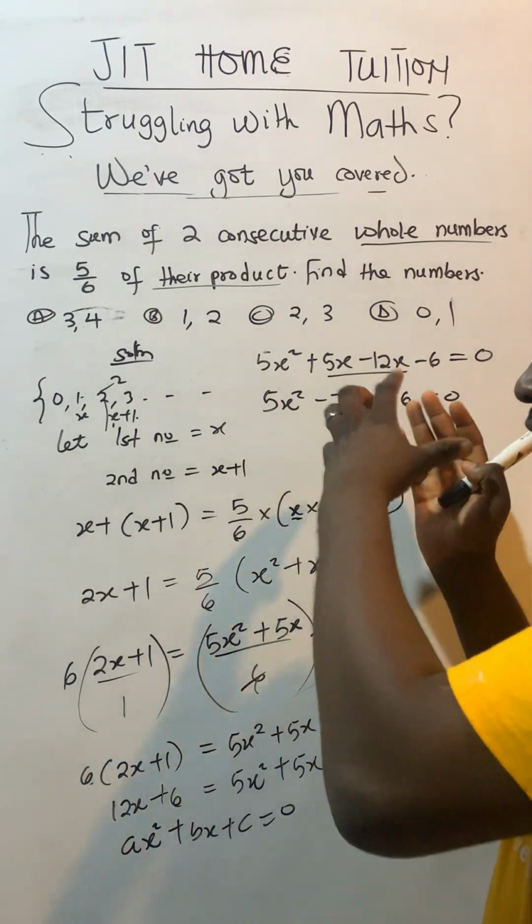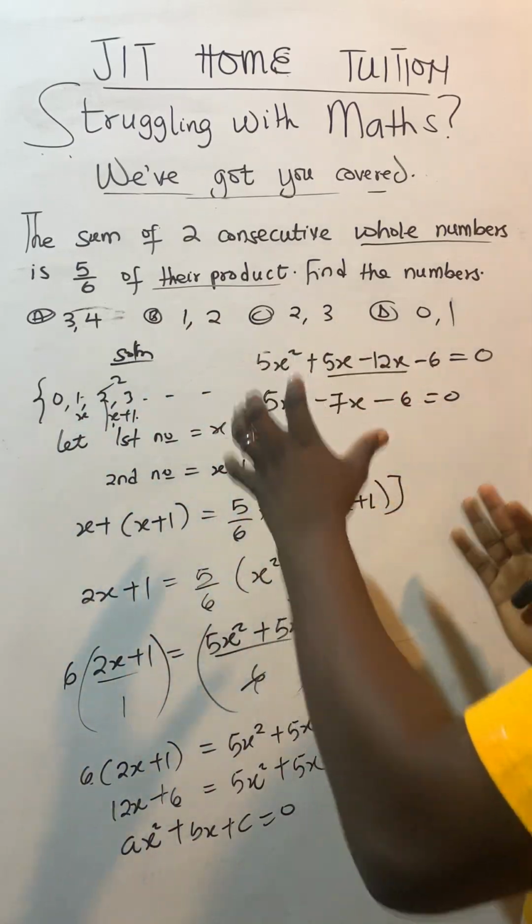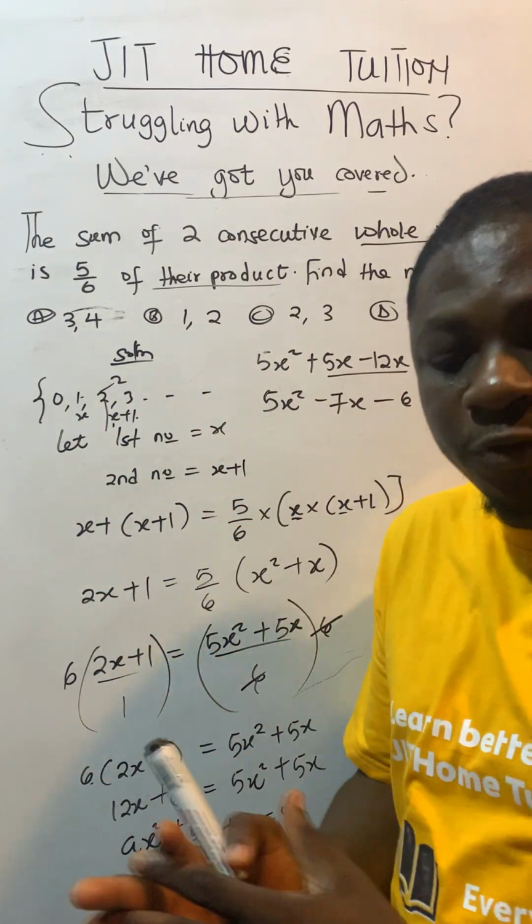Now you are not done here. You have to actually factorize, break it down for you to get the value for x. Then you take it from there.